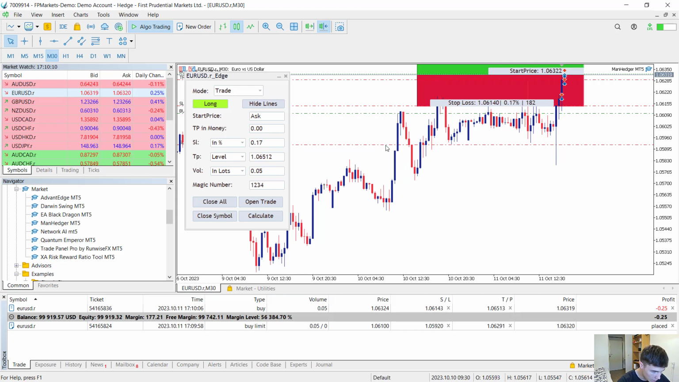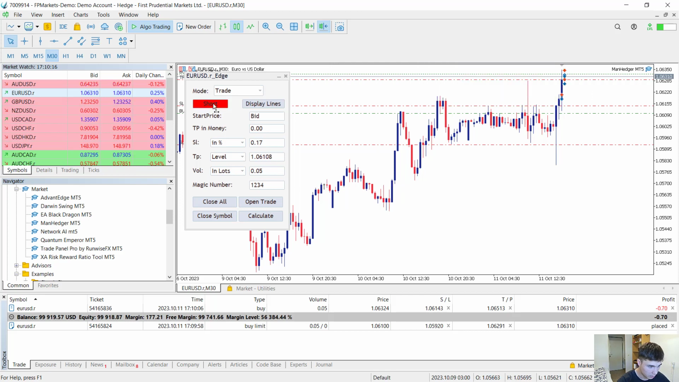If it was below the price, it will be a buy limit. If it was above, it will be a buy stop. The same goes with the short trades. With the close all button, you can close every single open trade and every pending order. With the close symbol button, you can close every open trade and pending order for the current symbol.